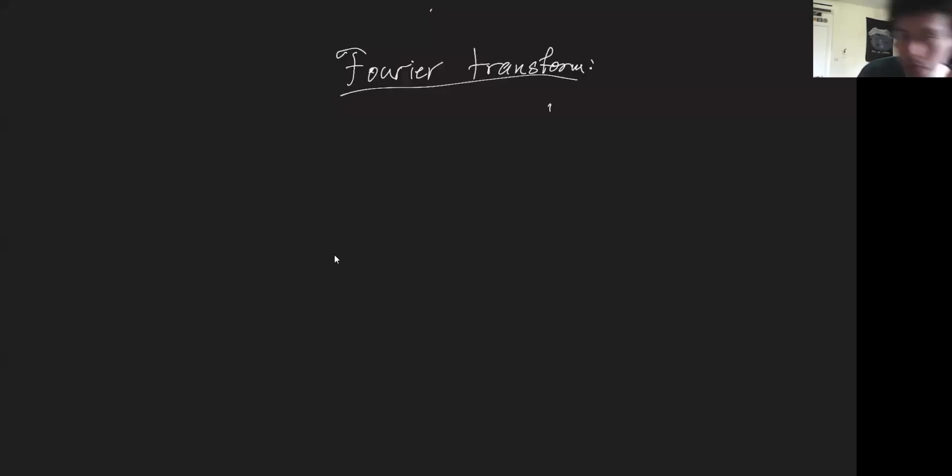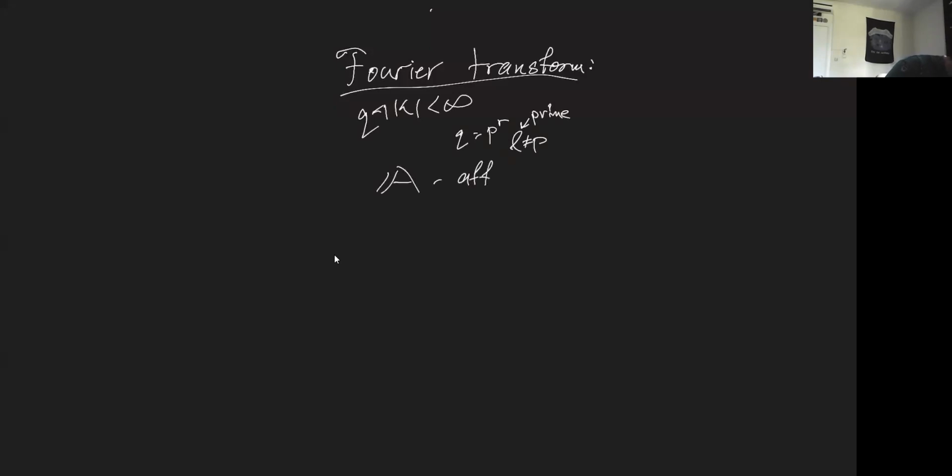Speak about Fourier Transform now. I'm going to prove the Laumon theorem for A1. So K is going to be a finite field, say of size q, which is going to be p to some power, and l is going to be different than p, prime. So A is going to denote the affine line over K.